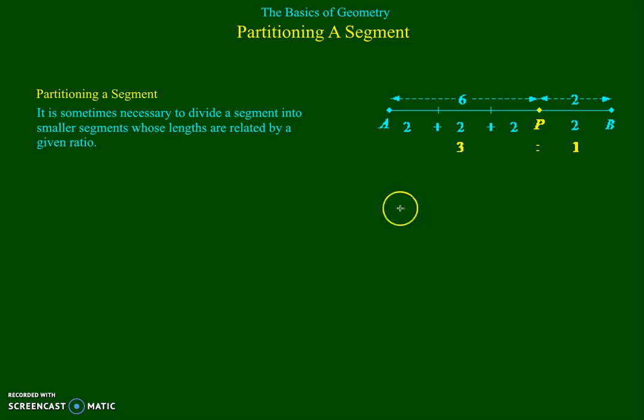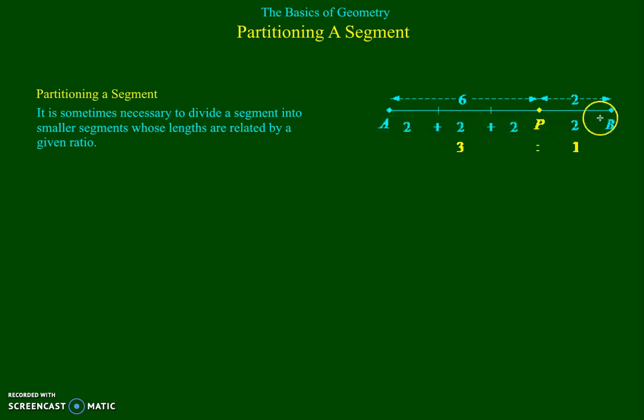We're going to close out our discussion of line segments by talking about a concept known as partitioning a segment. It's sometimes necessary to take a line segment and divide it into two pieces that aren't necessarily equal, but where the two pieces are related by some particular ratio. Now remember that a ratio is simply a relationship between two numbers, usually expressed as a quotient. So one number divided by another. So let's look at an example here of what we're talking about.